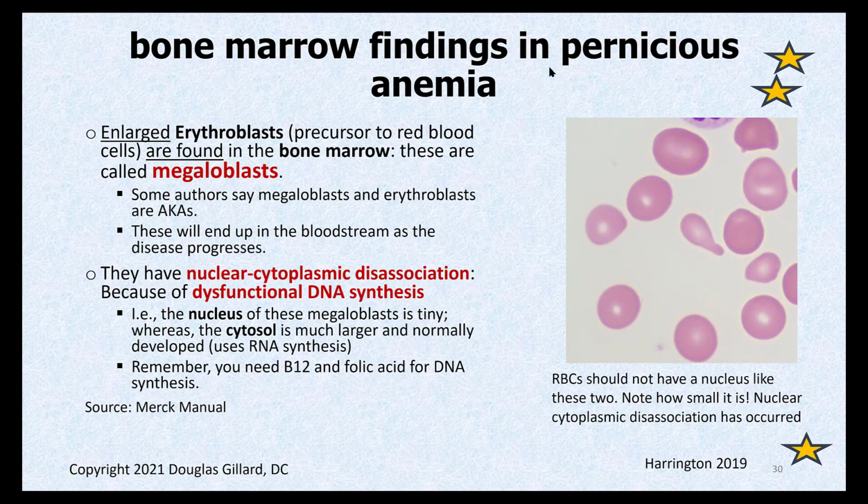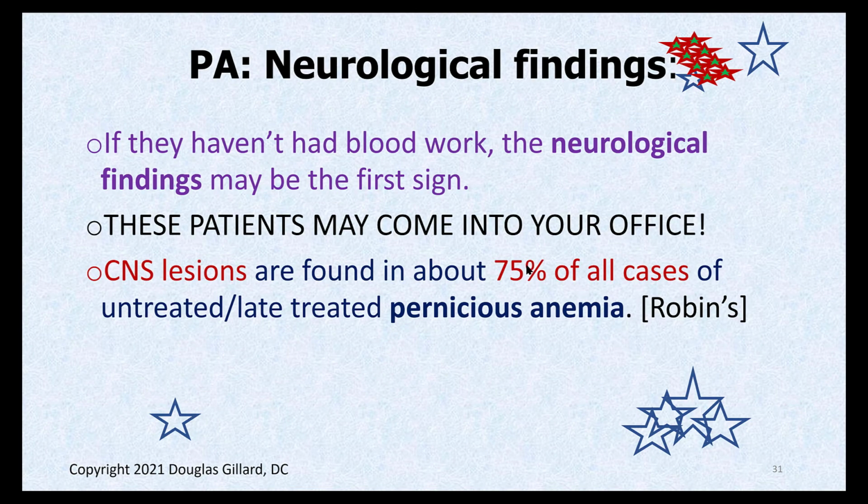Why does pernicious anemia mess up red blood cells? Because it interferes with DNA synthesis. And MMA backs up if you really want to get technical.